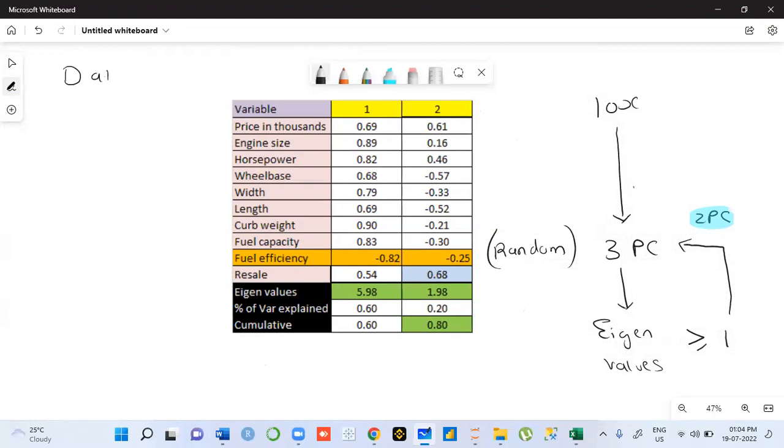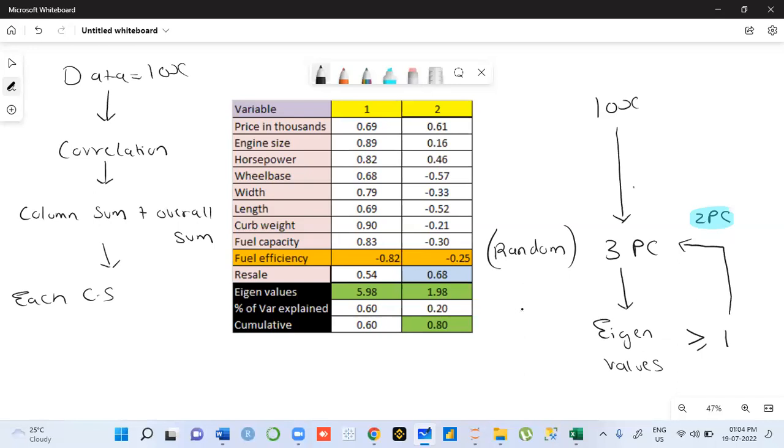First we take data. How many x? 10x. We compute correlation. Then हमने क्या किया, उसका column sum. Correct? Then we compute one overall sum. Then what we do? Each column sum divided by square root of overall sum. जैसे हमने एक के लिए किया, we get 1 PC. Clear? Similar way, guys, we have to do for second one.